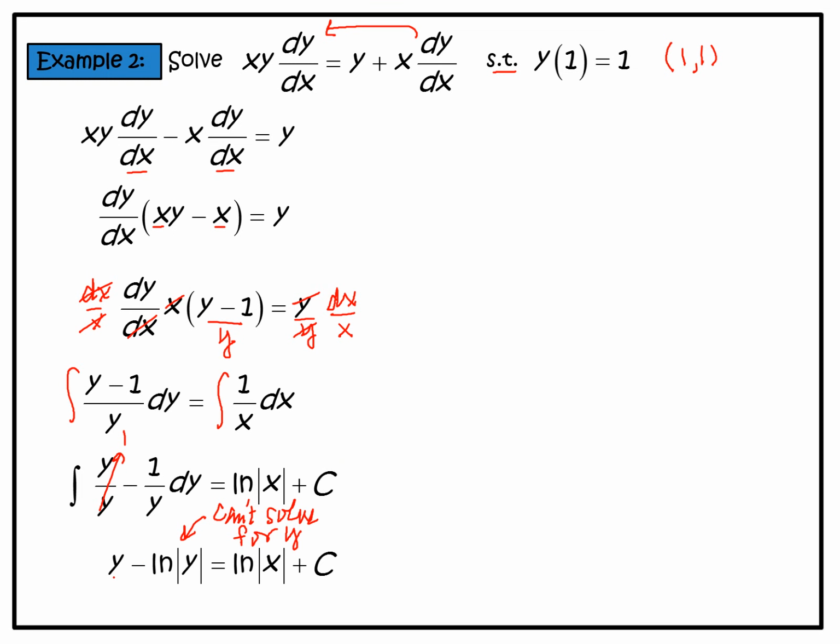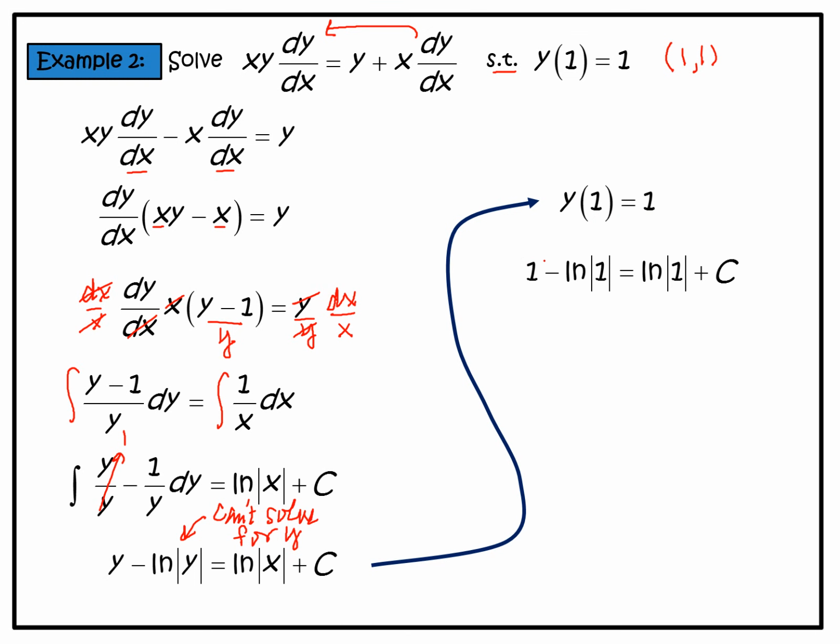Because if we try to exponentiate to get rid of this log and then this log, we'll have an e to the y over here, so we won't be able to collect all our y terms. So we need to find that constant and then we'll be done here. We know that y(1) = 1. That's our initial condition. So you put in 1 for x, you get 1 for y. We're going to plug in 1 here, and 1 here.